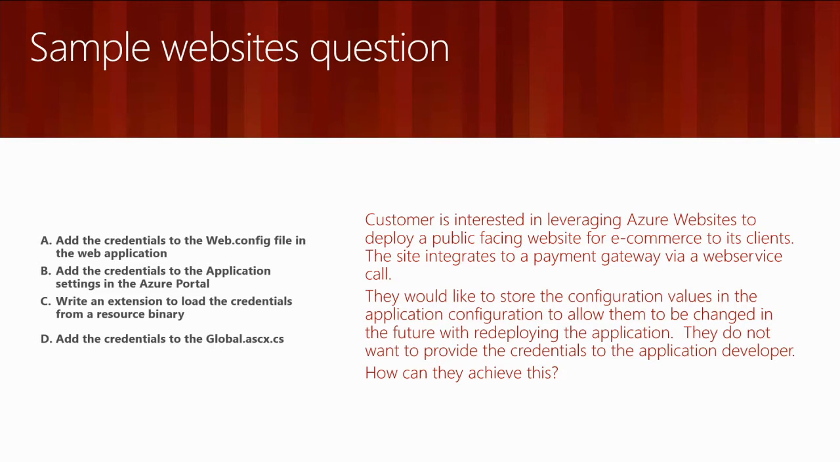So you see something like: customer is interested in leveraging an Azure website to deploy a public-facing website. And it's for an e-commerce application to its clients. And the site integrates with a payment gateway, like I mentioned before, via web service call. And so they want to store these configuration values in the application configuration, but they don't want to share them with the developer. Kind of the canonical use case that I just gave you a minute ago. So how would we achieve this?